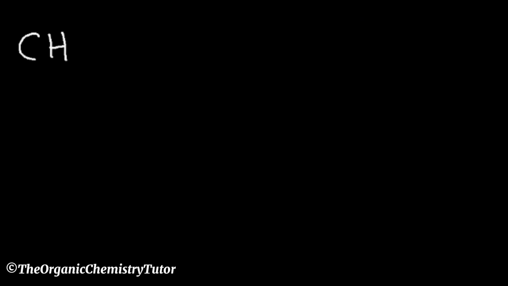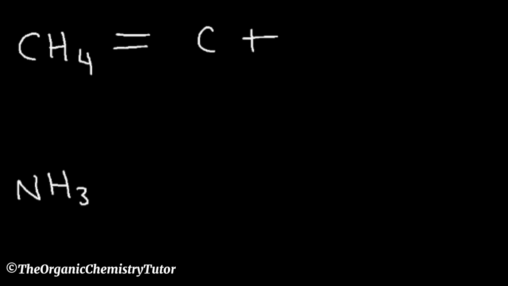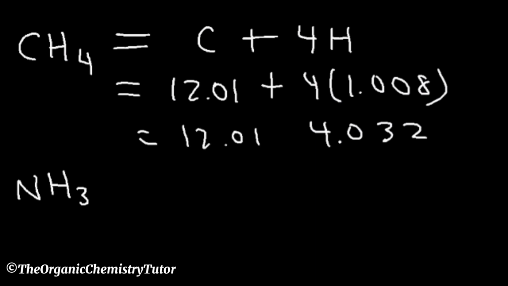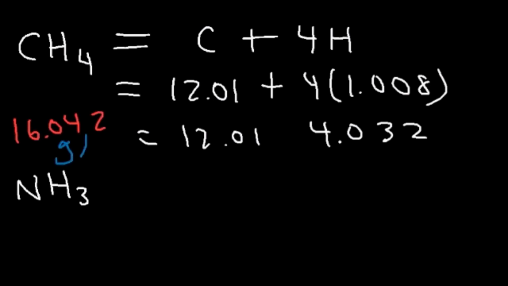The molar mass for methane, CH4, and ammonia, NH3. So in methane we have 1 carbon and 4 hydrogen atoms. The atomic mass for carbon is 12.01, and the atomic mass for hydrogen is 1.008. So 4 times 1.008 is 4.032. And if we add 12.01 to it, this is going to give us a molar mass of 16.042, and the units are grams per mole.